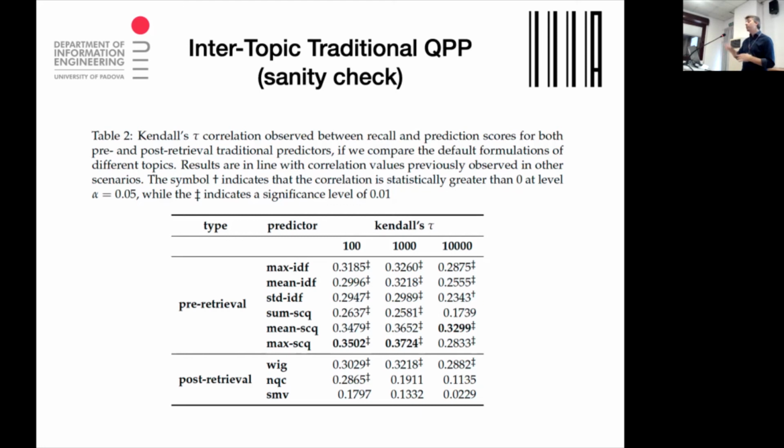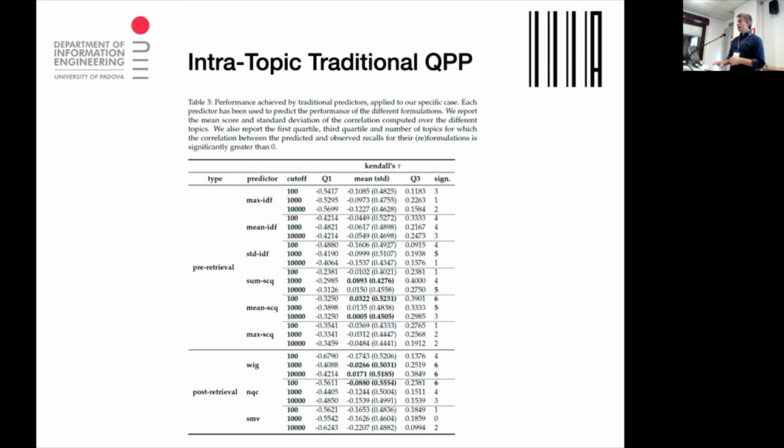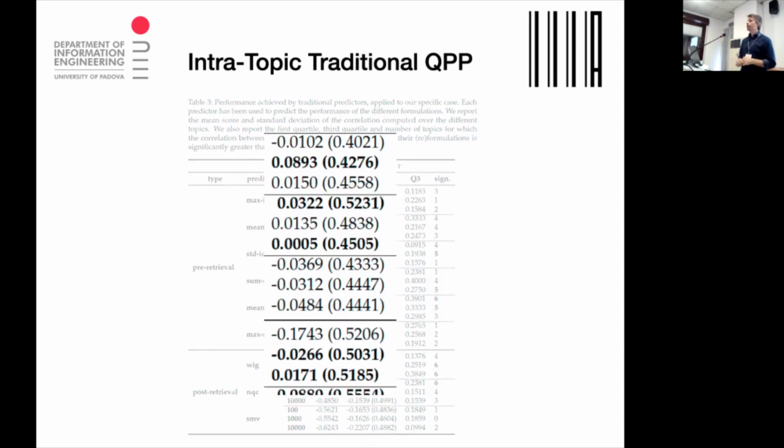And as you can see, this is the Kendall-Tau correlation with the optimal, or the true, order of these 50, and we have a significant correlation with this ranking. So for inter-topic, traditional query performance predictors work well, or at least they can order the topics in a reasonable way. On the other hand, zooming in a little bit, for intra-topic, traditional query performance prediction does not give any correlation. So if I take the 7 reformulations and try to order them according to one of the traditional query performance predictors, I do not get any correlation at all with the true optimal ranking. So this is not useful.